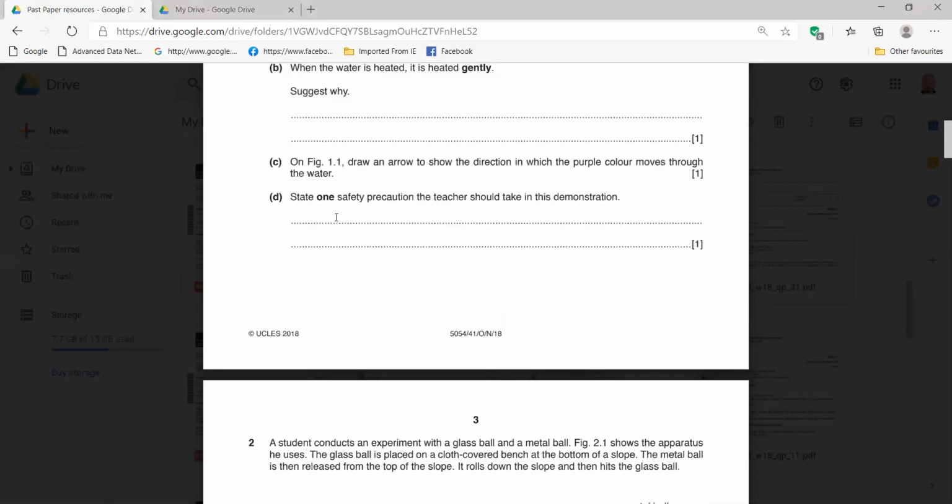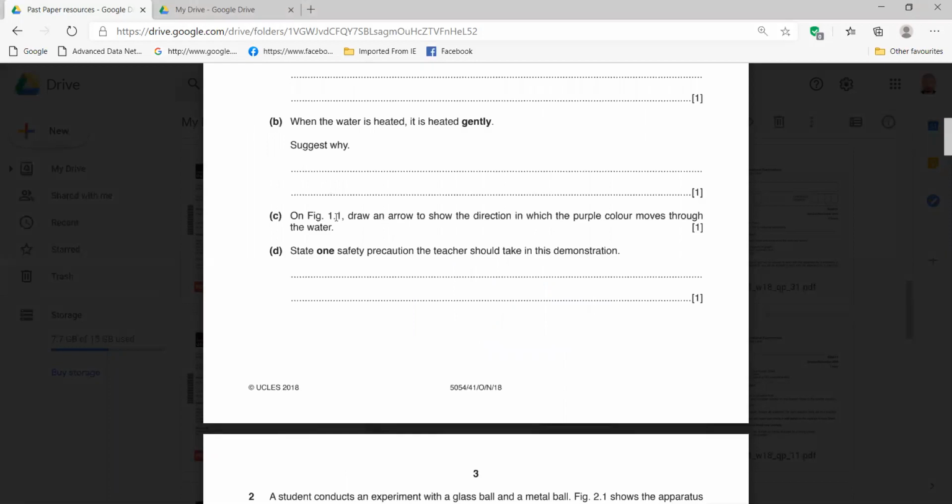Last question, D. State one safety precaution that the teacher should take in the demonstration. What precaution? Sir, I think glasses. Yes, because if it is heated, you are correct. You can write safety glasses, right? Yes, sir. Okay, very good.